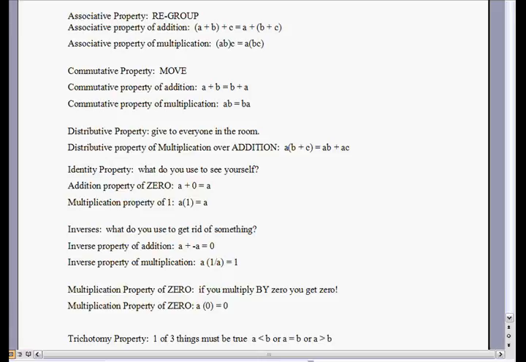Properties are extremely important in algebra to try and solve equations, simplify, graph, and factor. Let's review some of these properties. The associative properties are regrouping.